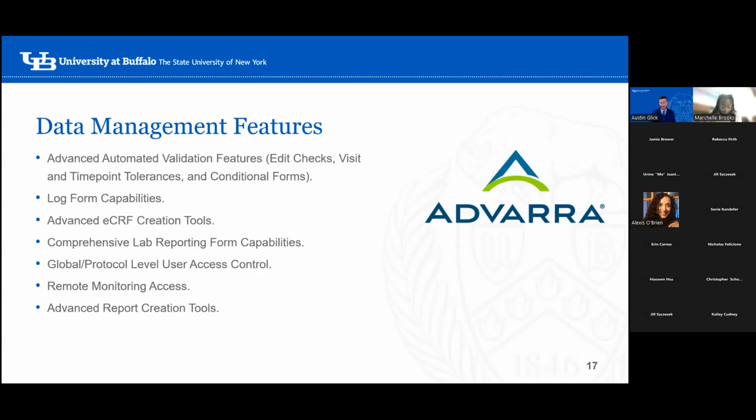So what are some of the data management features? These are the things that I'm particularly very interested in, but they're also really important for a study in general because these help the flow of the study. So it's got advanced automated validation features. I keep harping on these a lot, but they're very, very nice. They have edit checks, visit and time point tolerances, and conditional forms.